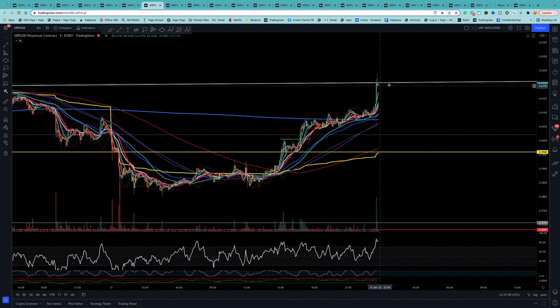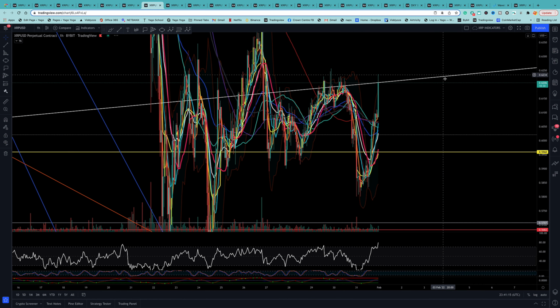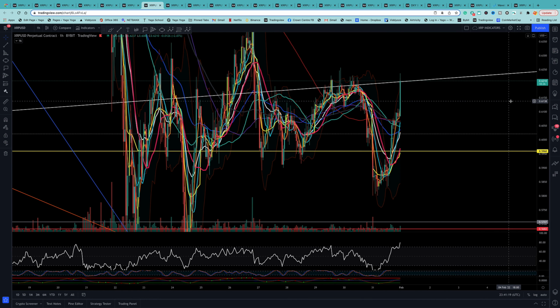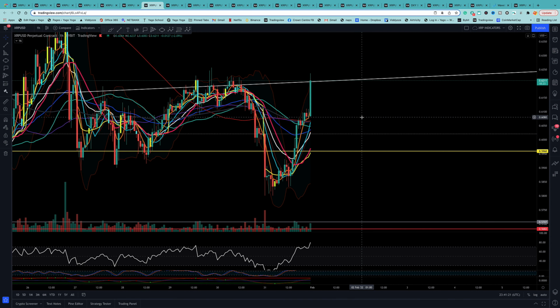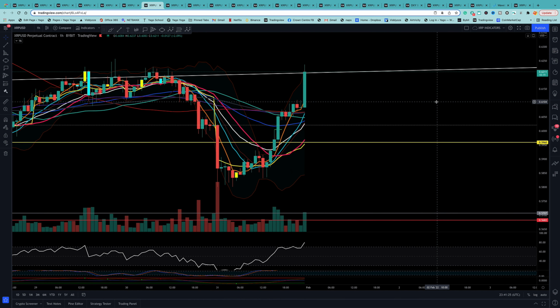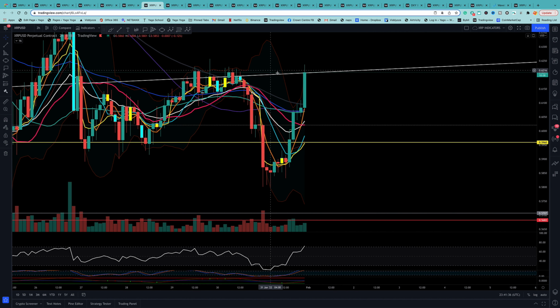And again, it might take an hour or two after 12 o'clock my time for it to properly get the turn. So I would say that is the case. So there's that resistance line. Let's go into the 2 hour. Okay, it's hitting the Bollinger Band. It's after breaking through the 144 there.